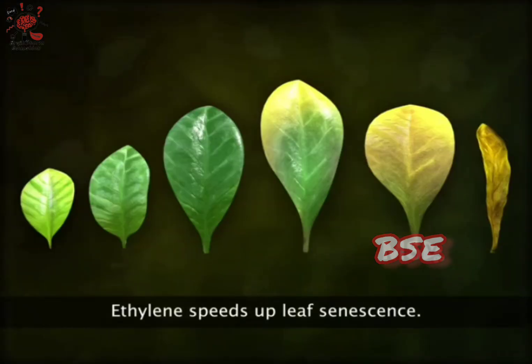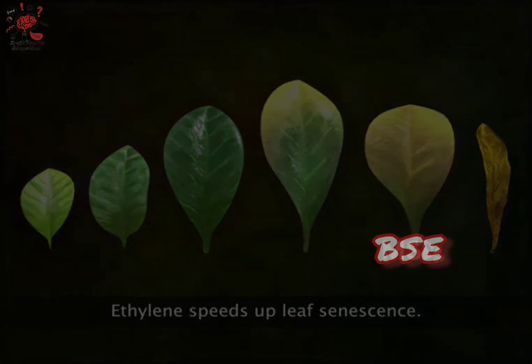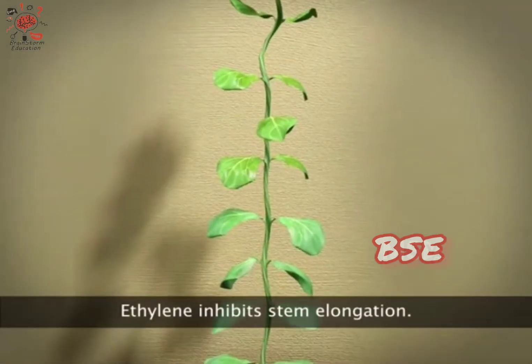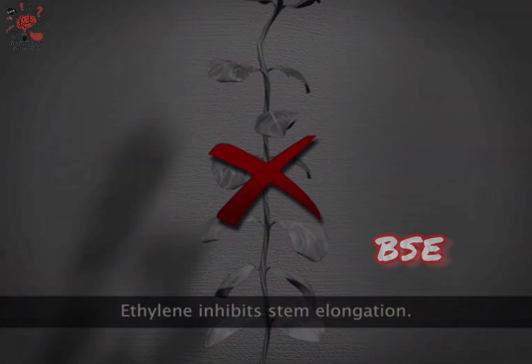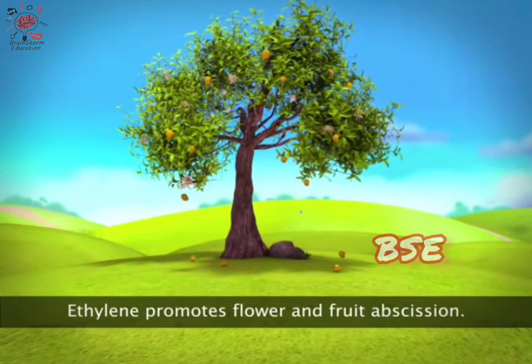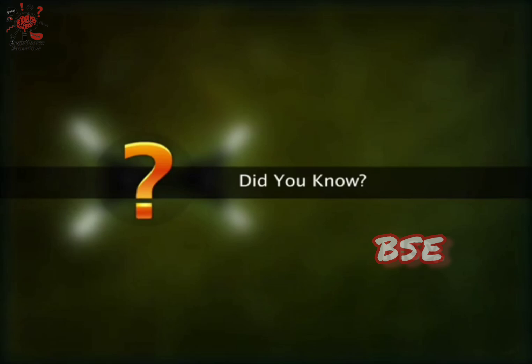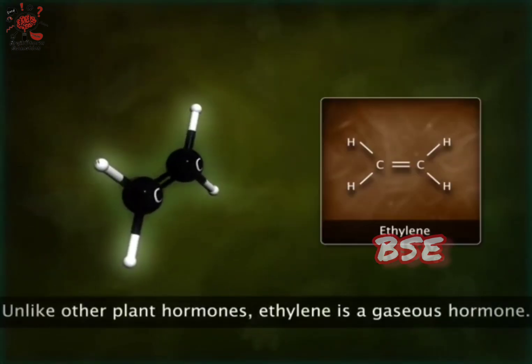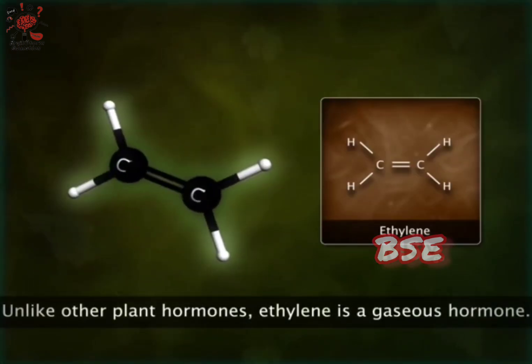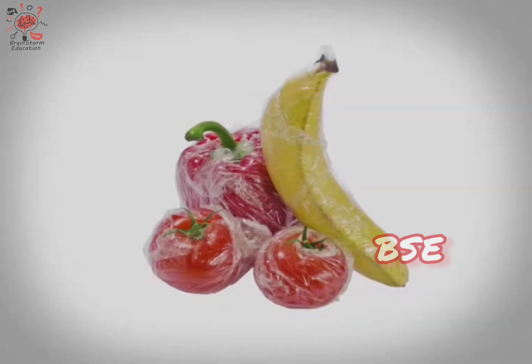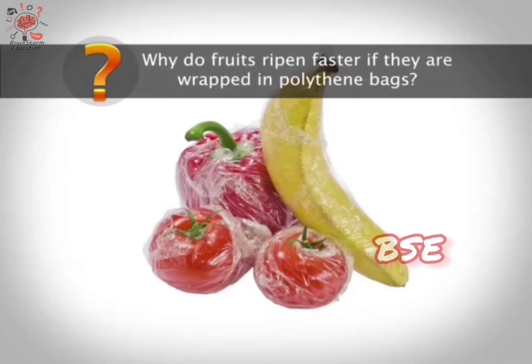It speeds up leaf senescence. Ethylene inhibits stem elongation. It promotes flower and fruit abscission. Did you know that unlike other plant hormones, ethylene is a gaseous hormone? Can you guess why fruits ripen faster if they are wrapped in polythene bags?